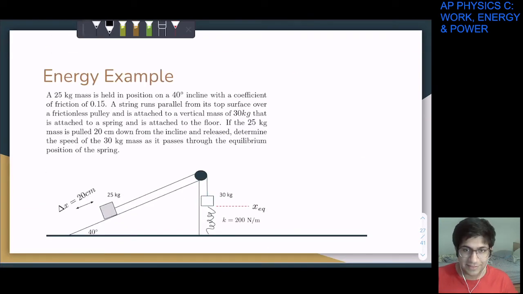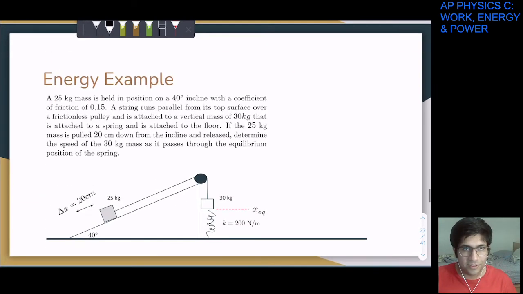So here's a cool example. All right. We have a mass over here, and I'll just summarize it real quick. So you have a mass over here, we have a spring, right? And we have a frictionless pulley. Okay, maybe I should just read it. So we have a mass over here.